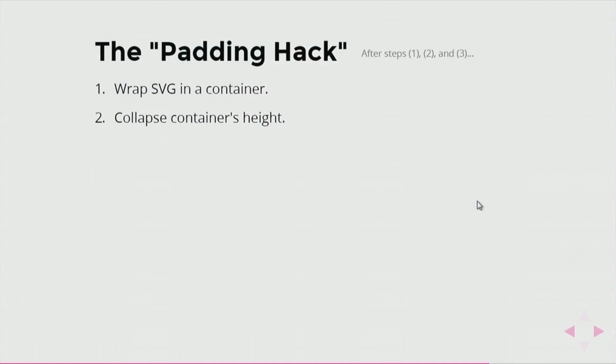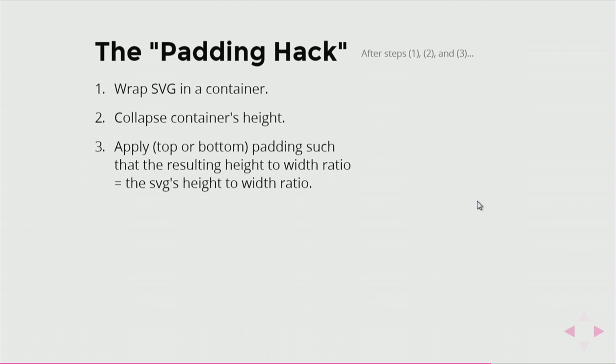Now, the way the padding hack works is there are certain steps after you've removed the width and the height of the SVG and embedded it. Wrap the SVG in a container, which means you wrap the iframe inside a container, no matter what the container is. We're going to use a div because it has no actual role. It's just a container. We're going to collapse the container's height. This is how the padding hack works. You collapse the container's height by setting the height to 0, and then apply top or bottom padding such that the resulting height to width ratio equals the SVG's height to width ratio.